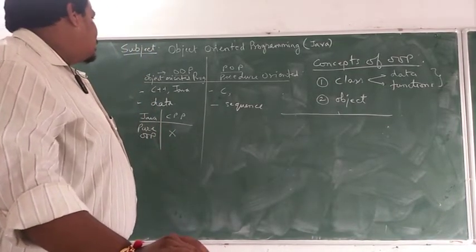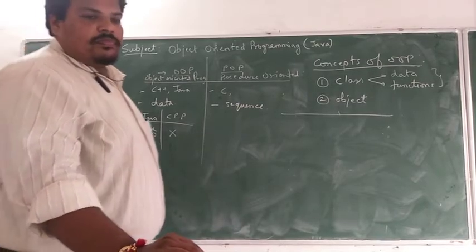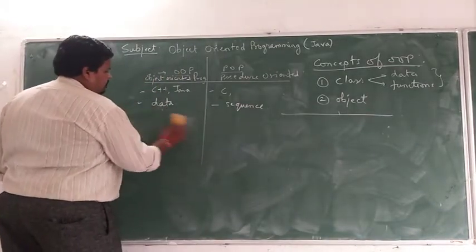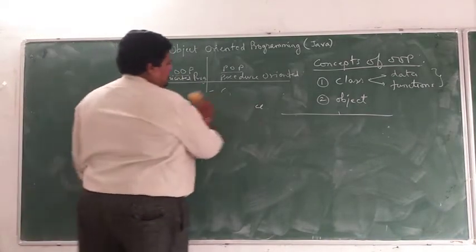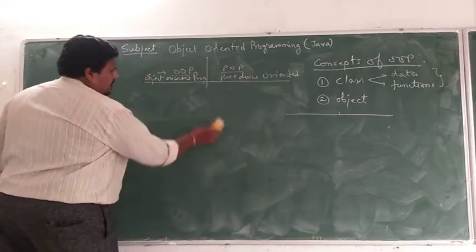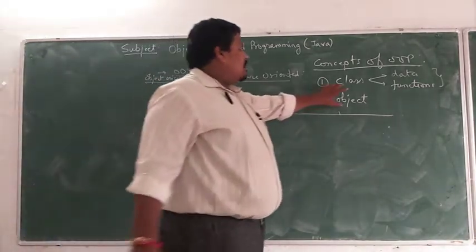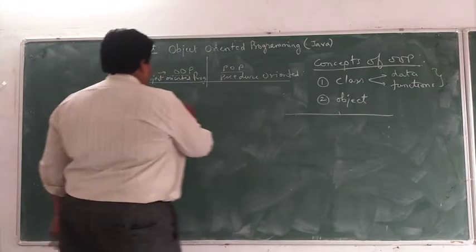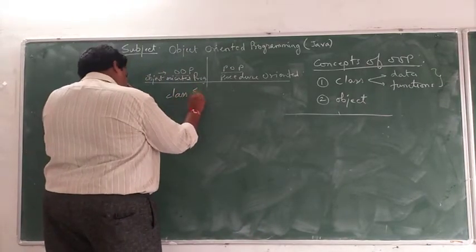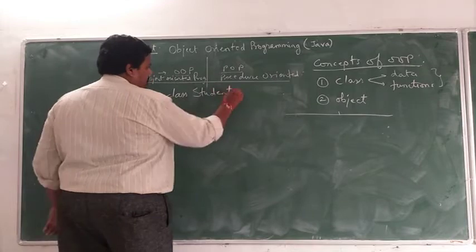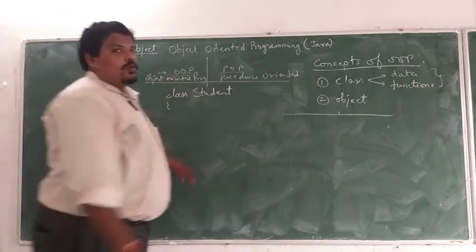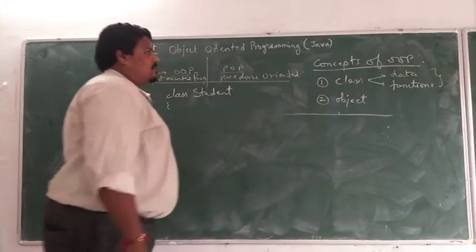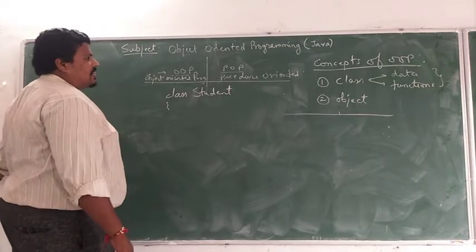So what is next? Next we can talk about the examples of class and object. For example, we can write a code. If there is a class named student, now what is class? Class is a collection of data and function.